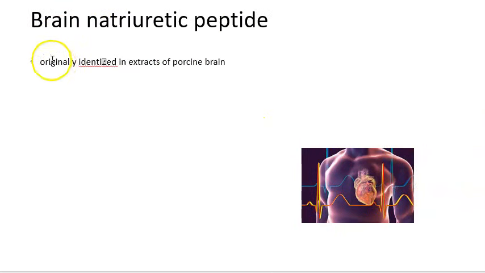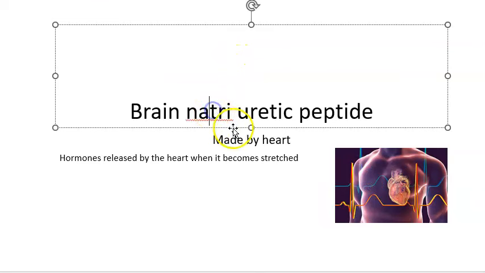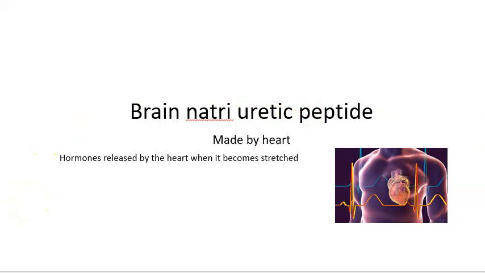Okay, so let me explain this. It was originally identified in extracts of porcine brain. Okay, so I'm going back there. Natri is what? Sodium something. Uretic, water, the diuresis kind of thing. Peptide. Protein is made by peptide, correct? Peptide becomes protein. So you understood, right?